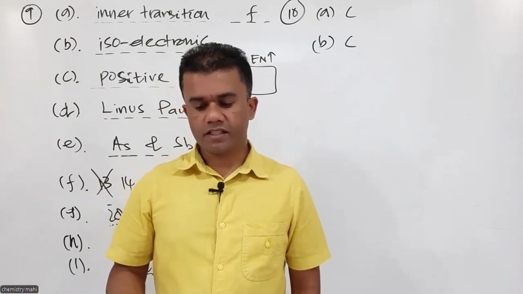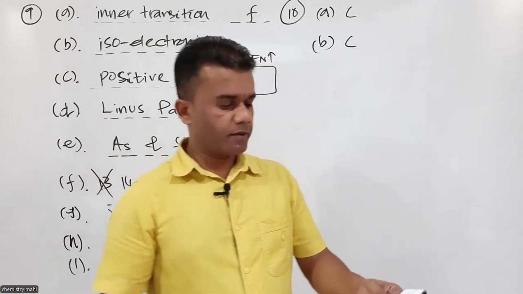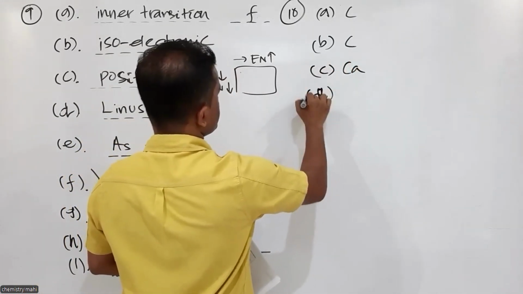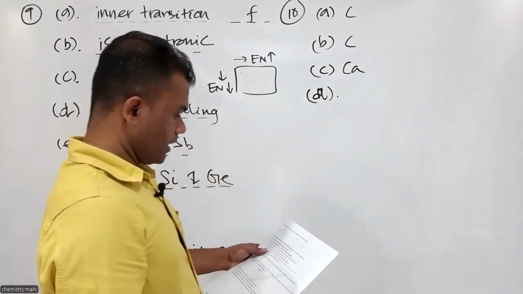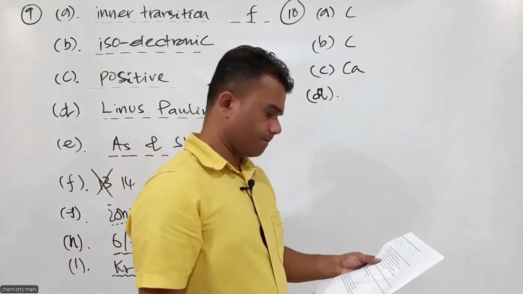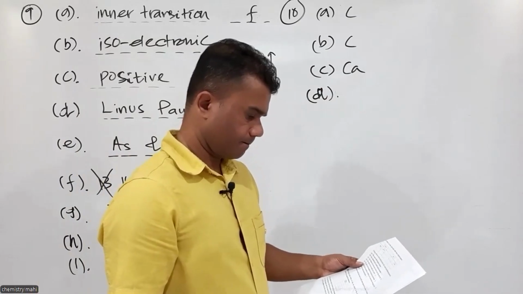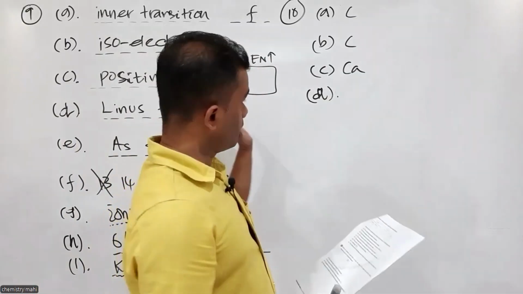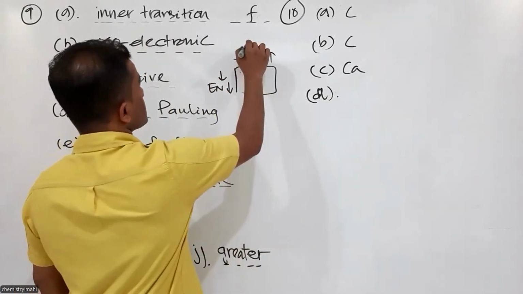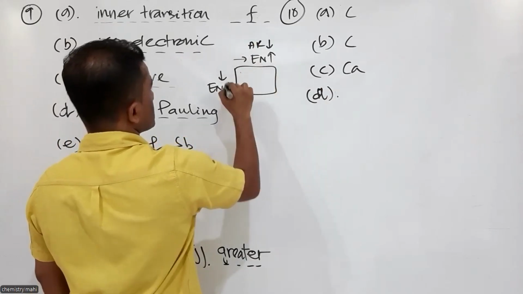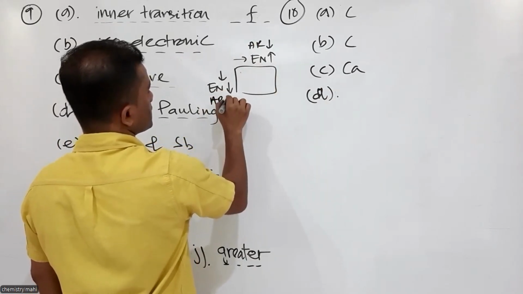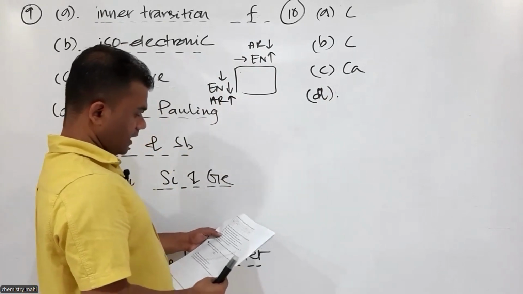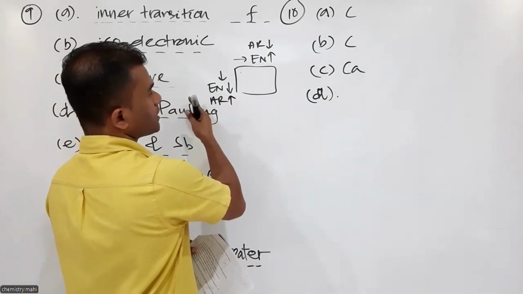The element with the smallest ionic radius. C, then calcium can be. Then D, the element with the smallest ionic radius. Whatever it is, from left to right, atomic or ionic radius decreases, and from top to bottom it increases. That's the way. So they ask for the smallest ionic radius. The smallest should be rightmost top.